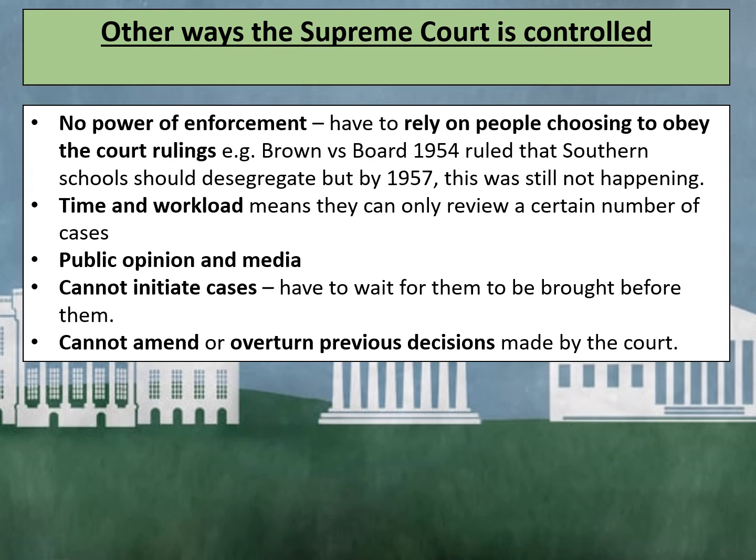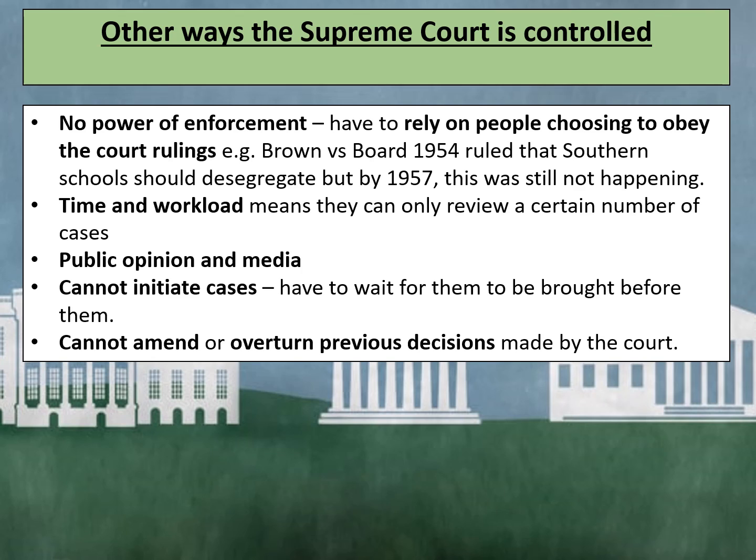Despite these official checks of other branches of government against the Supreme Court, there are other ways the Supreme Court can be controlled. The Supreme Court has no power of enforcement. It has to rely on people choosing to obey the court rulings. For example, with Brown versus the Board of Education of Topeka in 1954, it ruled that Southern schools should desegregate, but by 1957 this was still not happening. The President could be impeached if they did not obey the Supreme Court, though this has never been the case, so we do not know what will happen.